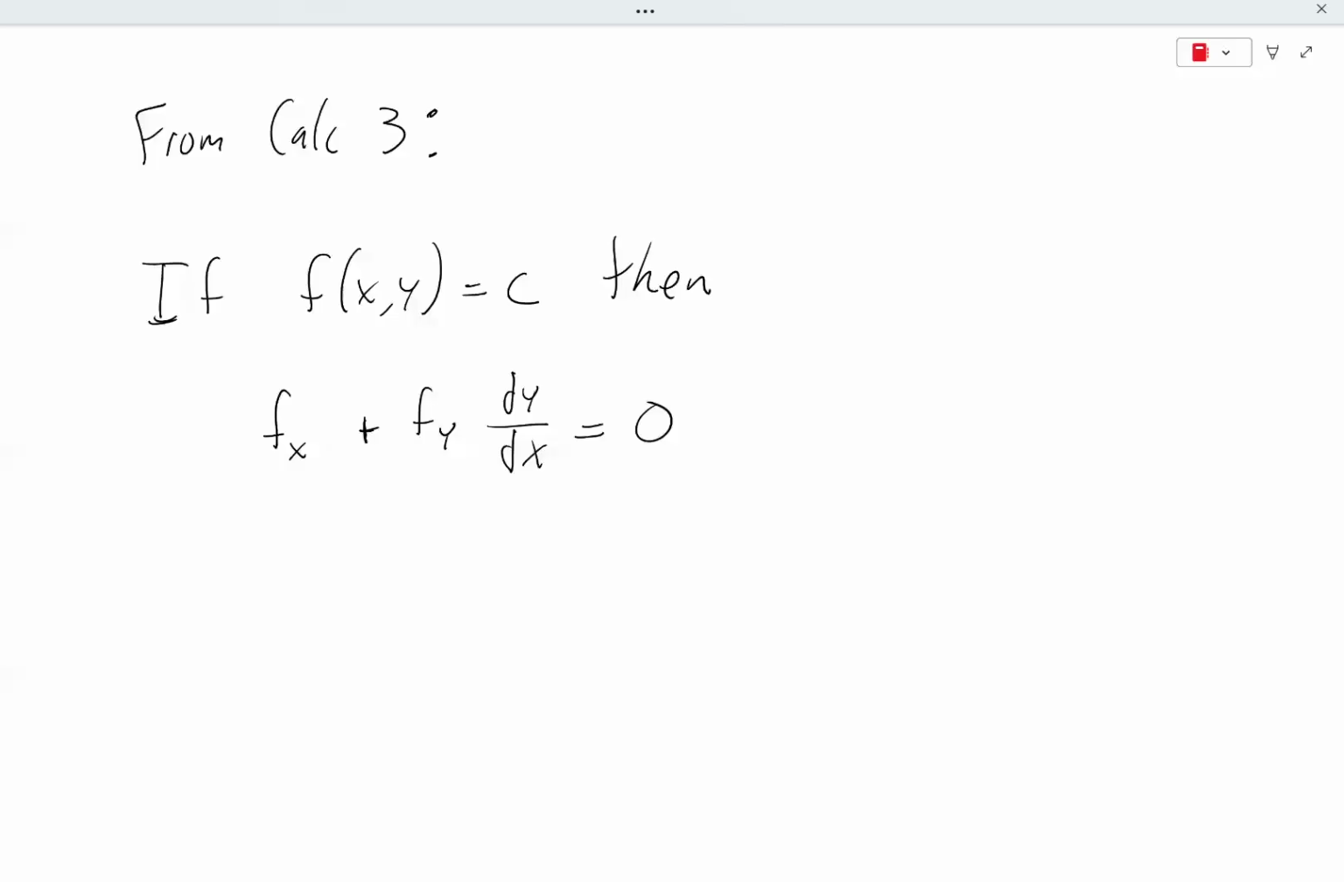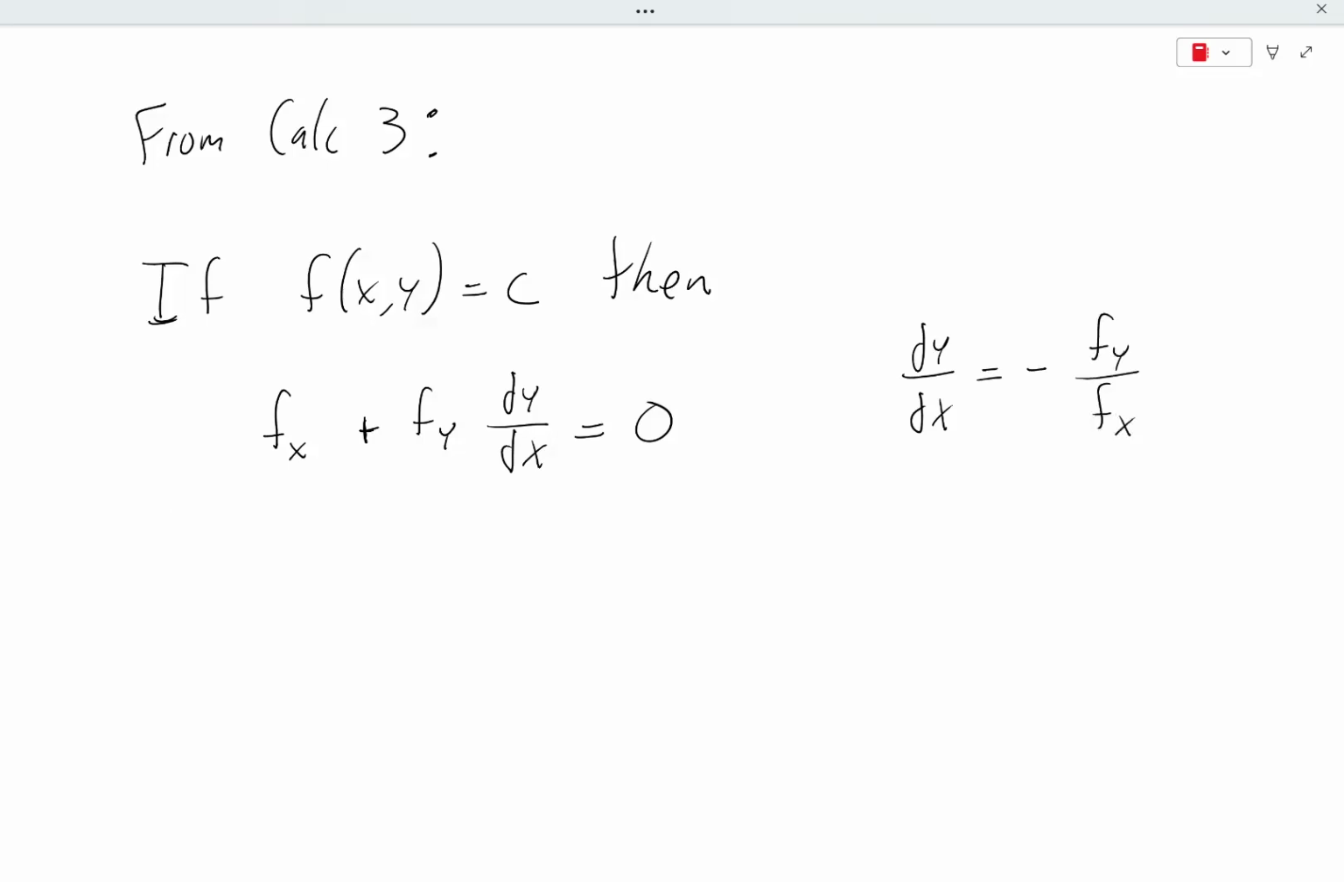Just real quick from Calc 3, I'm not going to spend much time on this because it's not really necessary to do the next part, as long as you have this here. But if you had Calc 3 before, you might remember there was a formula for implicit differentiation. There's a little shortcut formula. How'd it go? It was a negative, and I think it's backwards here. I don't know if you guys remember some Calc 3.